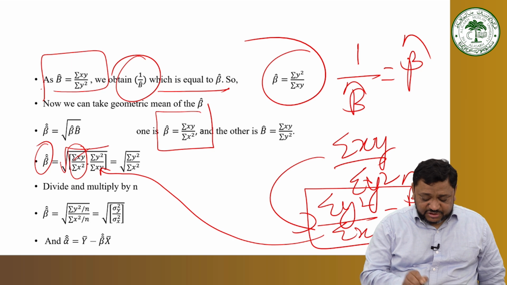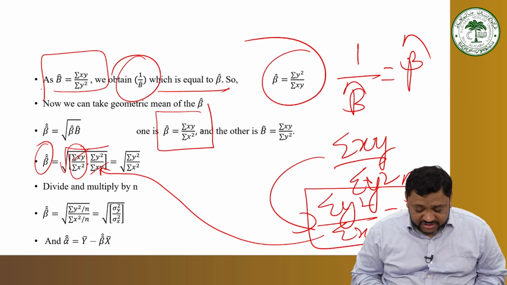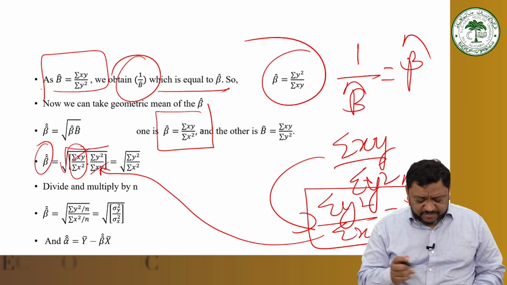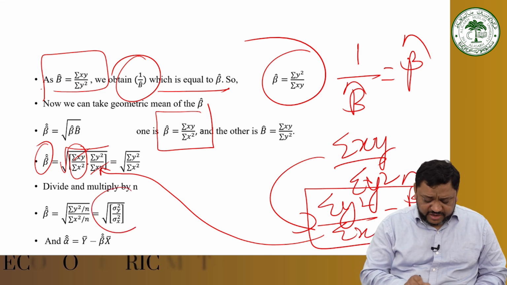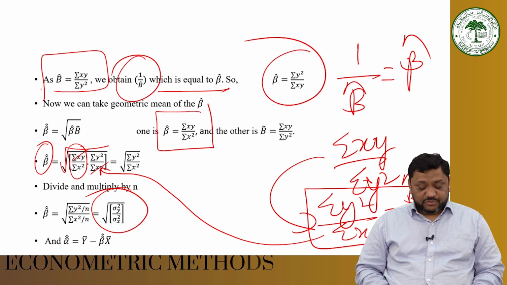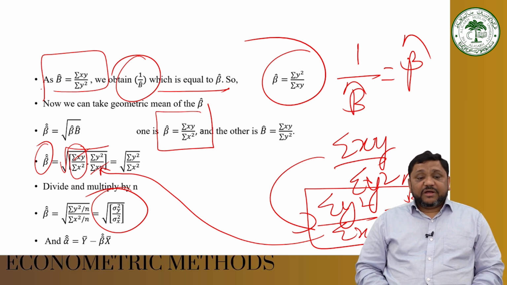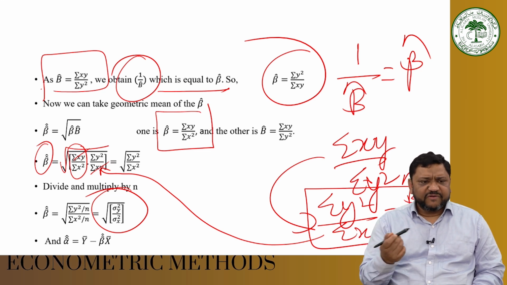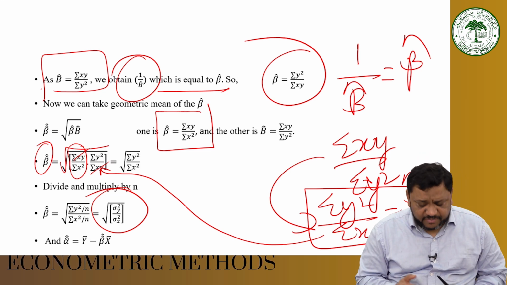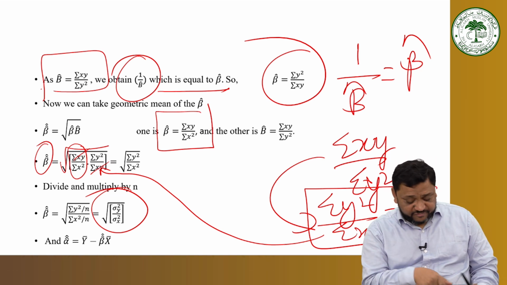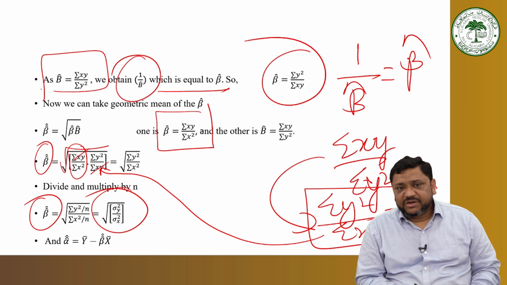So xy and xy cancel, and we are left with the square root of summation y square divided by summation x square. We divide and multiply by n, and we finally get the square root of sigma square y divided by sigma square x. Similarly to beta double hat, alpha double hat is nothing but y bar minus beta double hat, which we have just now derived, multiplied by x bar.